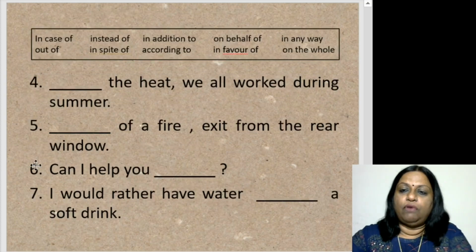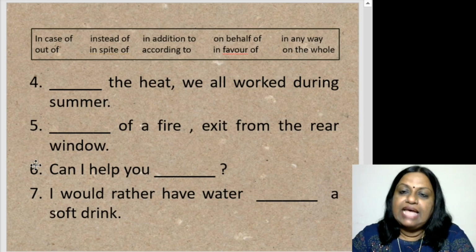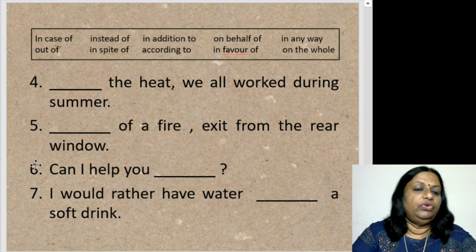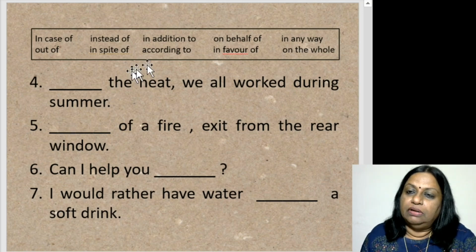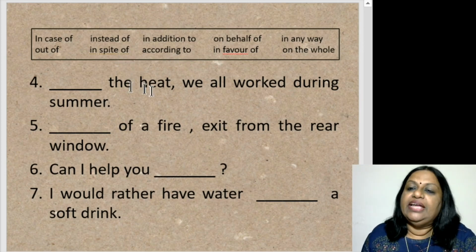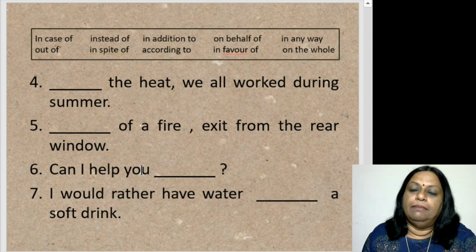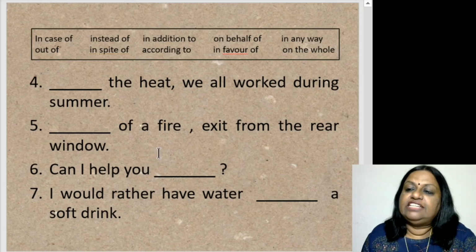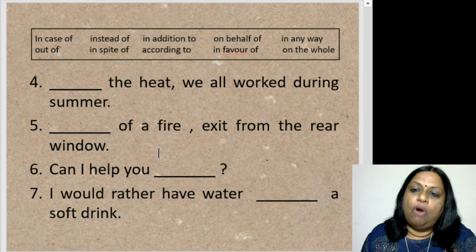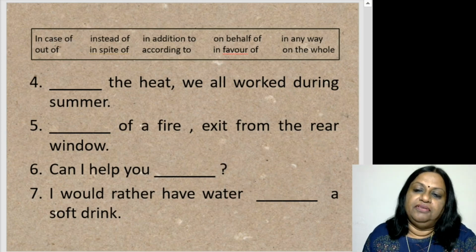Moving on, sentence 4. Dash the heat, we all work during summer. What would be the appropriate prepositional phrase to pick from here? In spite of. In spite of the heat, we all work during summer. Sentence 5. Dash of a fire, exit from the rear window. In case of a fire, exit from the rear window.